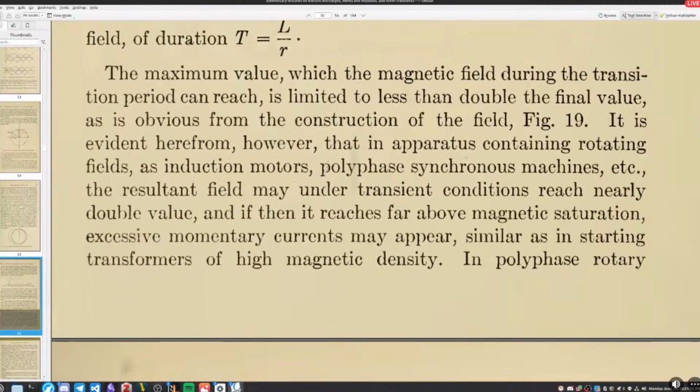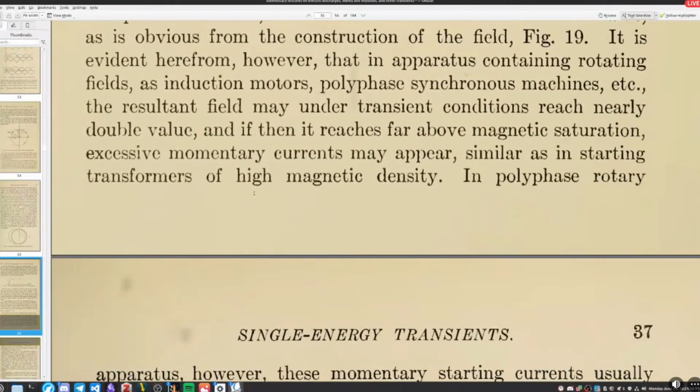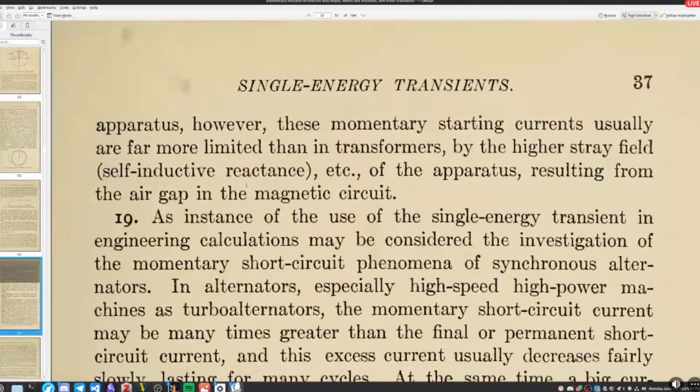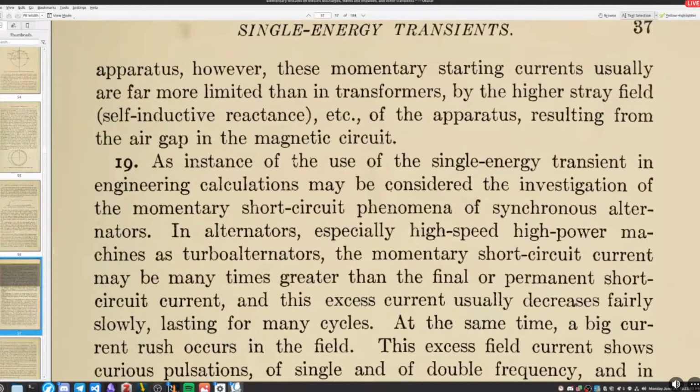Momentary currents may appear, similar to the starting currents of transformers of high magnetic density. In polyphase rotary apparatus, however, the momentary starting currents usually are far more limited than in transformers by the higher stray field, the self-inductive reactance, etc., of the apparatus resulting from the air gap in the magnetic circuit.